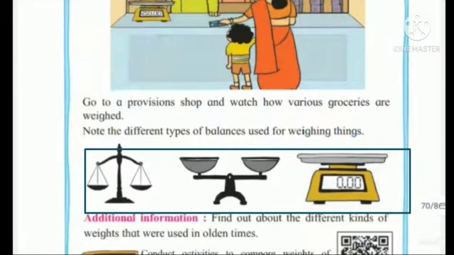Go to the provision shop and watch how various groceries are weighed. Note the different types of balances used for weighing the things. Now go to the grocery shops or different shops with your parents and see these balances over there. There are different types of balances. When you go to the market, you will be able to see this.